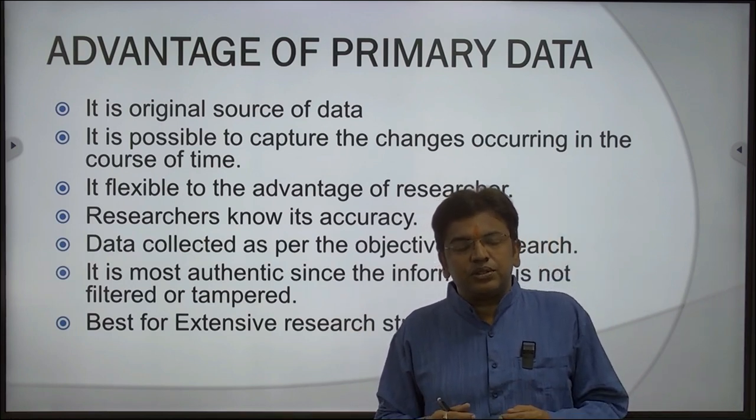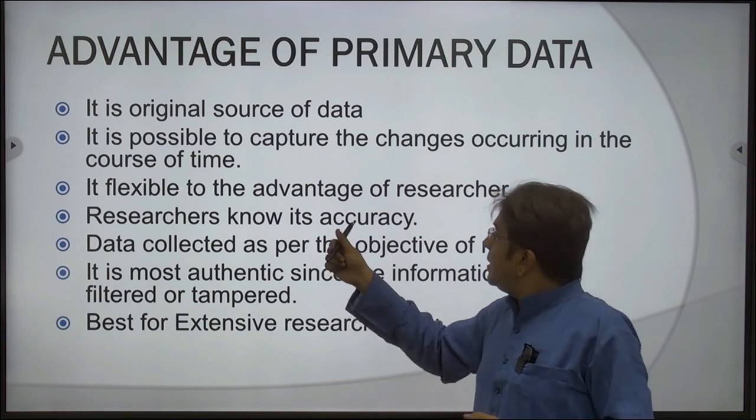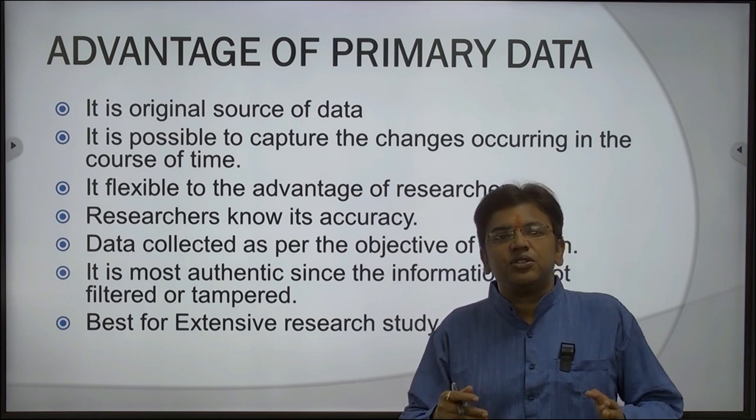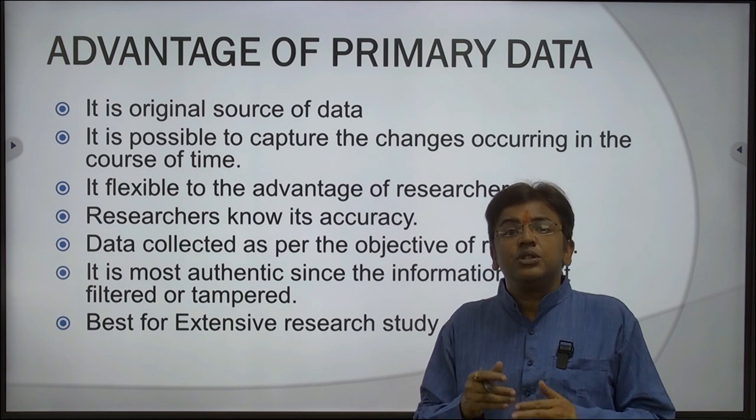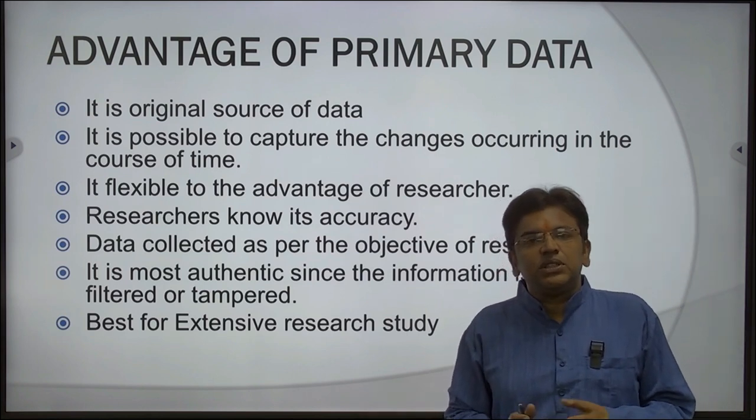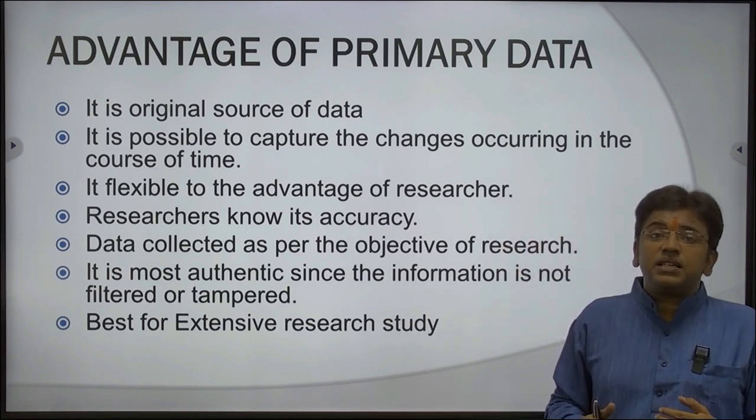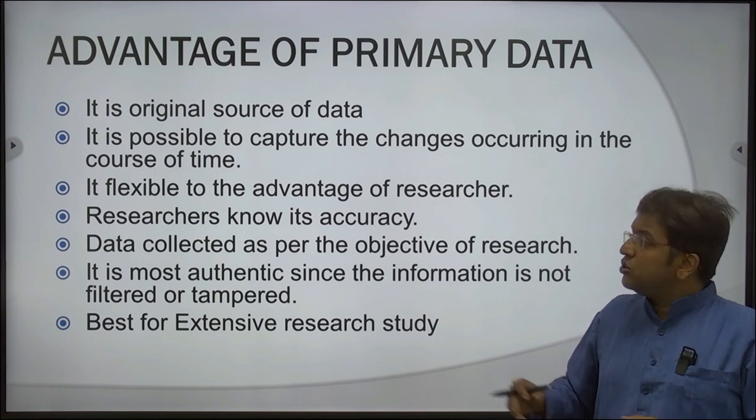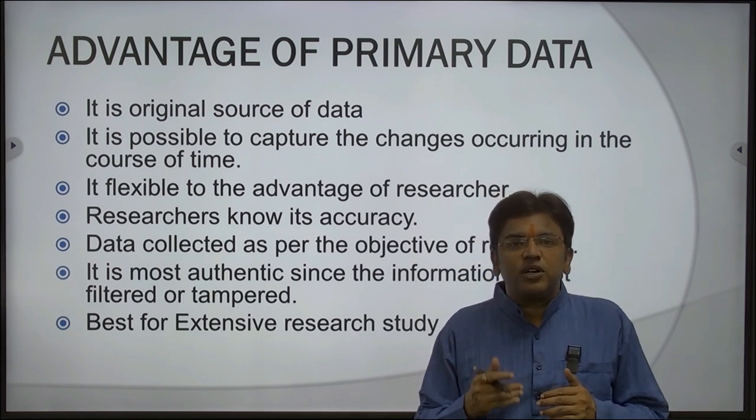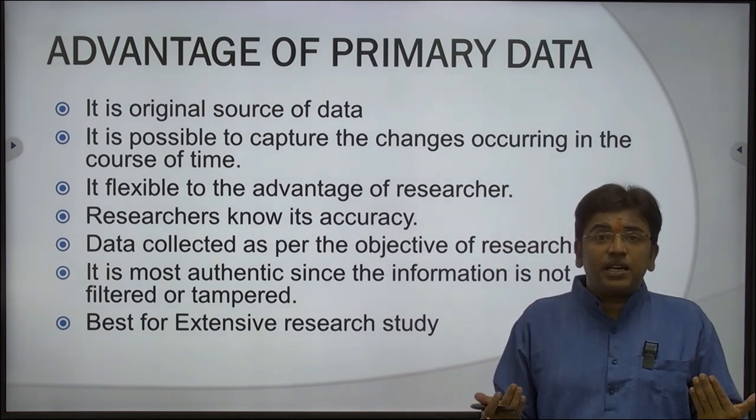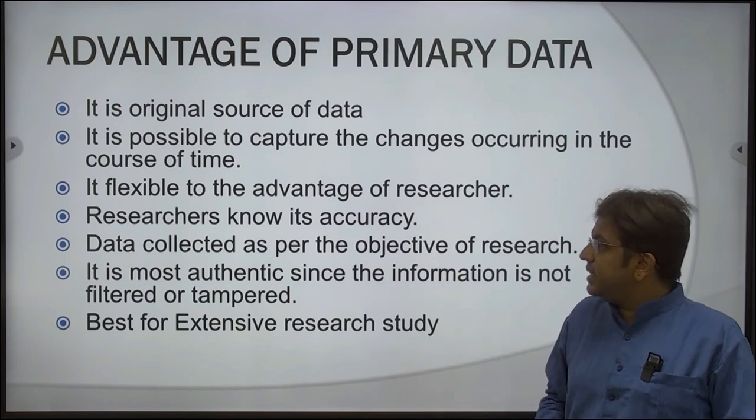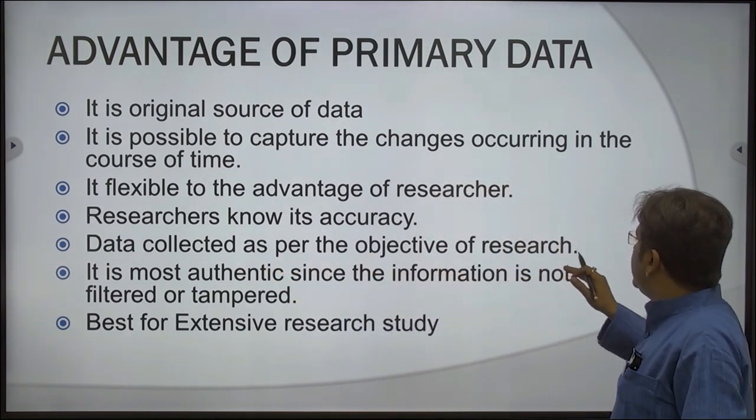Here a researcher knows how you are going to collect the data, and if there is any doubt or deviation in the collection of data, the researcher can make proper changes accordingly. Researcher knows its accuracy. When you are collecting primary data, as the individual researcher himself is collecting the data, he knows what the accuracy is. Why? Because he knows who the respondents are who are filling the data. If the data is being collected by a reliable source, its credibility is good, and automatically your data is very good for the study.